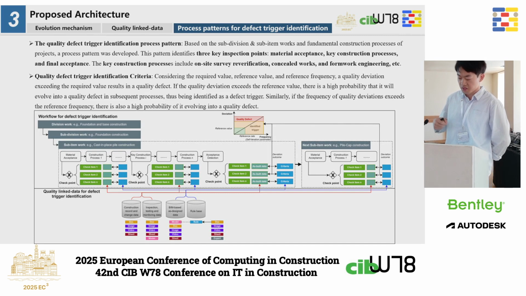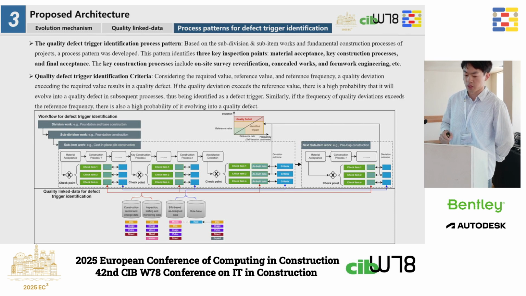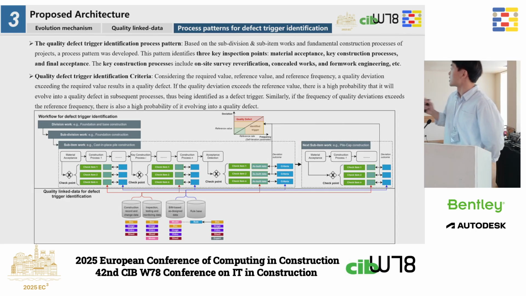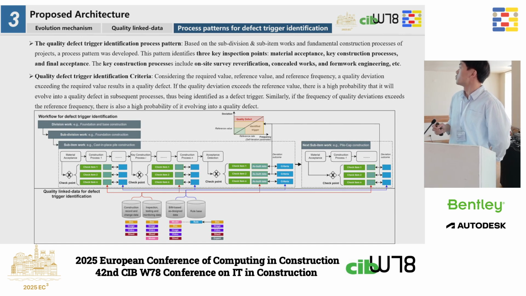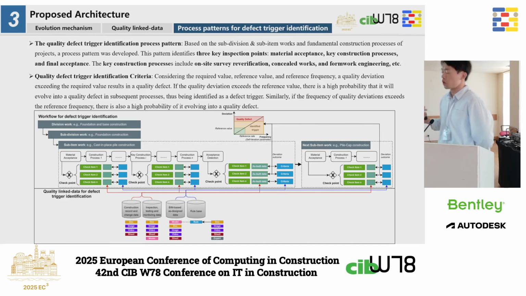Last, this study developed the process pattern for defect trigger identification based on the practical construction processes. Based on the sub-division, sub-item works, and the fundamental construction process of a project, this pattern identifies 3 key inspection points. First is the material acceptance. Second is the key construction processes, and the final acceptance. The key construction processes include on-site testing, verification, concealed works, and formation engineering, etc.